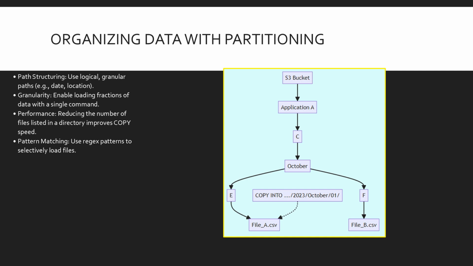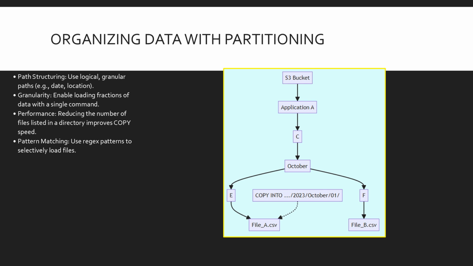How you organize files in your stage affects load management. We recommend partitioning data using logical paths that include details like application, location, or date, for example, organizing by year, month, and day. This granular structure allows you to copy specific subsets of data into Snowflake with a single command. Furthermore, because cloud storage transmits a directory list with each copy statement, reducing the number of files in a specific directory path improves the performance of your command. You can also combine paths with pattern matching to precisely target the files you need.